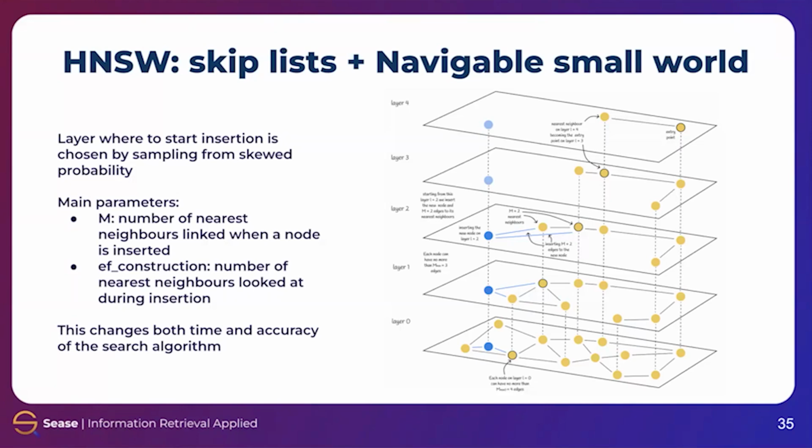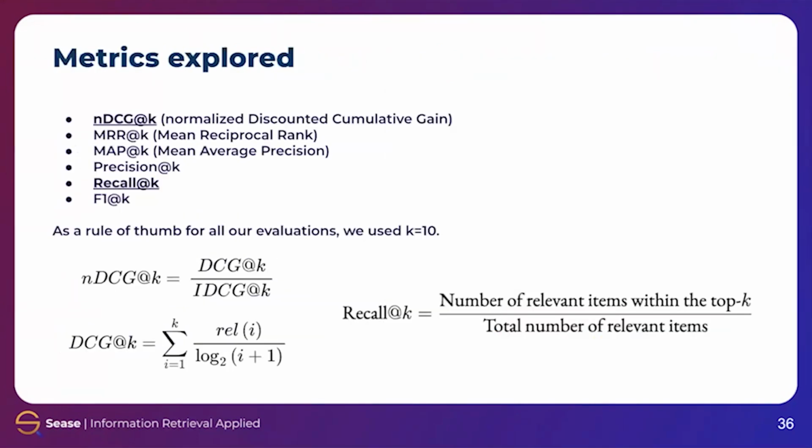During indexing, this has two important parameters, the M parameter and the EF construction parameter. The M parameter is the number of links that a document is allowed to have with its neighbors when I insert it inside the data structure. And the EF construction is how many neighbors I look at when I insert something, to speed up the indexing. This affects both time and accuracy, because as I told you before, it's an approximate nearest neighbor algorithm, not an exact one.